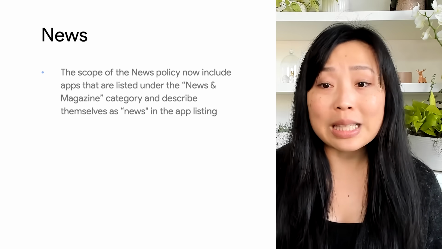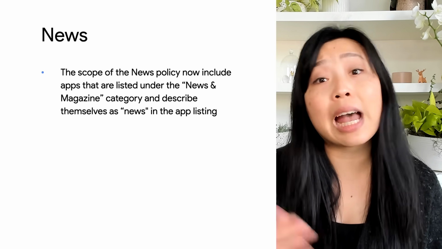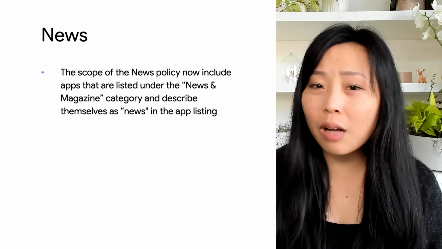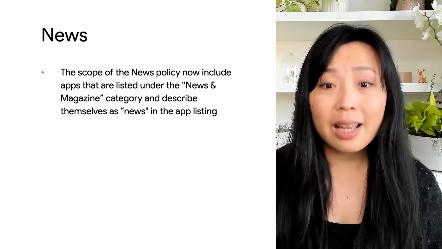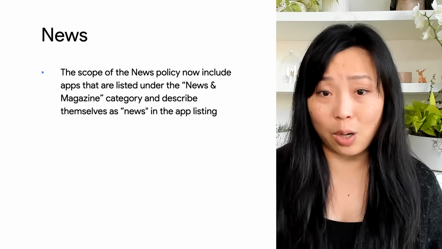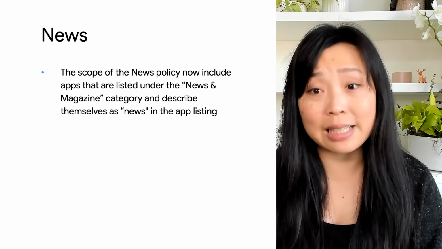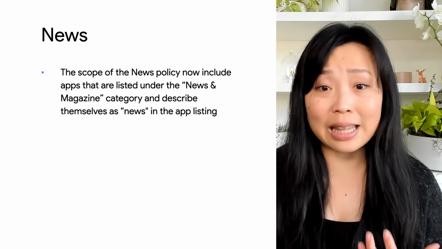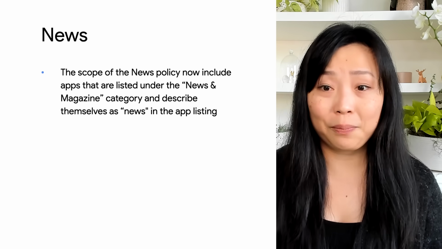Starting with news, we're expanding the scope of this policy to cover more news apps that are currently falling outside of the policy. Before this change, the news policy only covered those that declared themselves as news in the Google Play Console. Now, we're expanding the policy scope to also include news apps that list themselves under the news and magazines category on the Play Store and describe themselves as news in the app title, icon, developer name, or description.